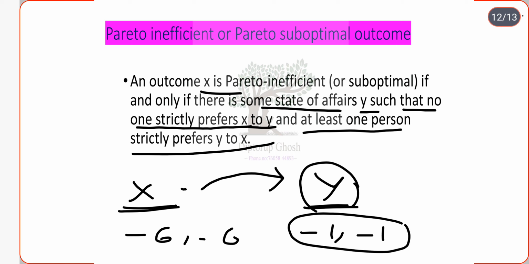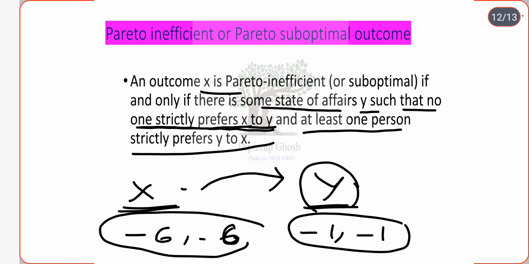Okay, so y such that no one strictly prefers x to y. Nobody will prefer x to y, right? Because x is 6 years of imprisonment, y is 1 year of imprisonment. So nobody will basically prefer x over y. At least one, and obviously not just one, both of the prisoners will select y over x, right? Because y is giving them less imprisonment, that is only 1 year.